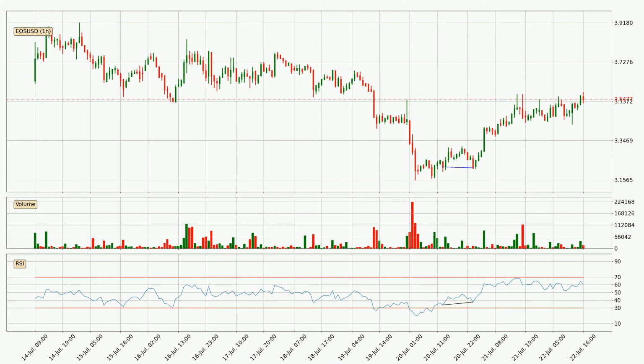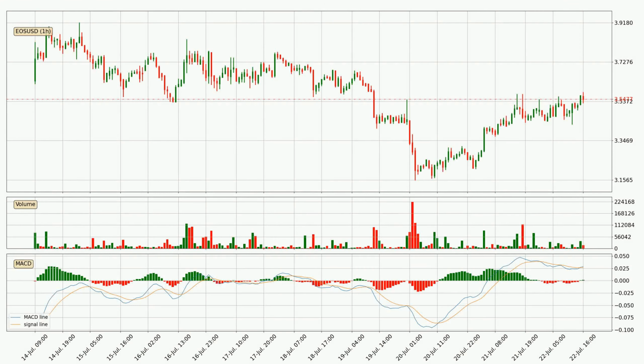Looking for divergence in the hourly time frame, there was a bullish divergence and the price already went up. Looking at the hourly MACD, the MACD line is above the signal line, which shows that the current trend is on the upside. Looking at the MACD histogram, we can see that the momentum is strong at the moment and we can expect the price to continue growing or maybe at least remaining the same for some time.